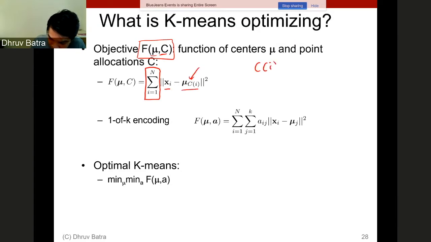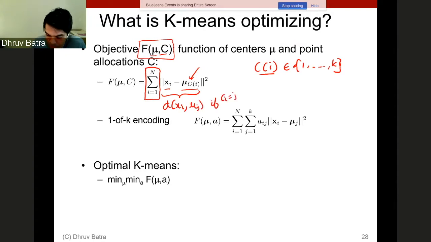Notice ci is a value in 1 through k. It tells us what cluster ID the ith data point is assigned to. And so this expression is telling us the distance of xi from mu j if ci is equal to j, right? And so this is telling us the distance of xi from the closest cluster center, and we're summing this over all data points. And this is an objective function. We can also convert ci into a 1 of k encoding.